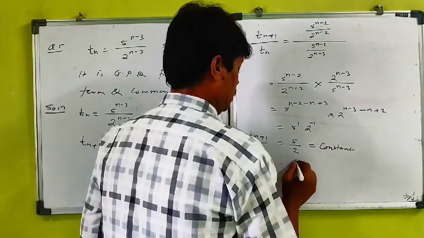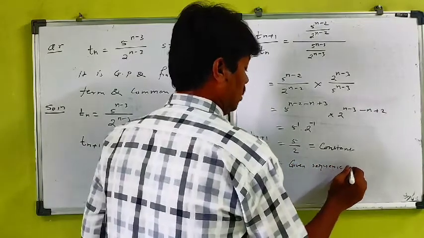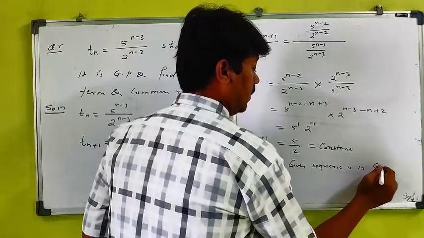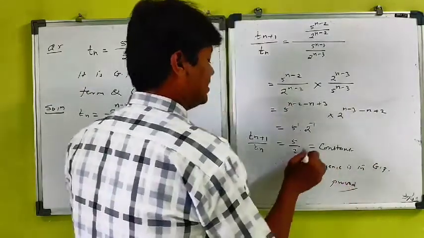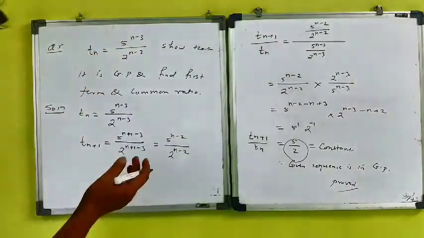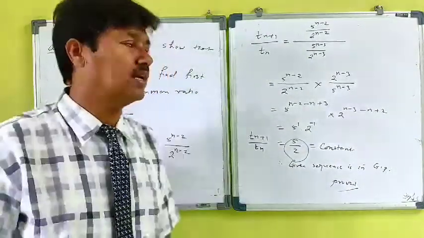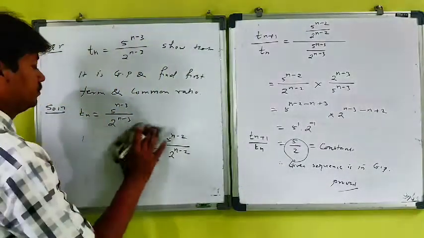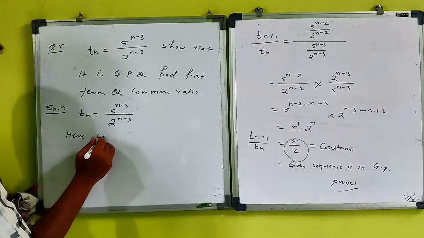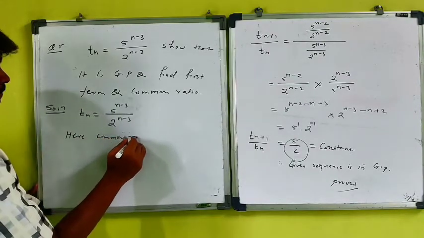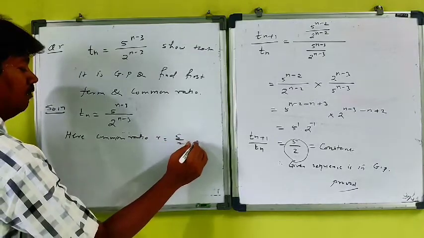Therefore, the given sequence is in geometric progression. That's true. And this is your common ratio also, because that is the ratio of two consecutive terms, Tn plus 1 and Tn. And therefore here the common ratio R is equal to 5 by 2.